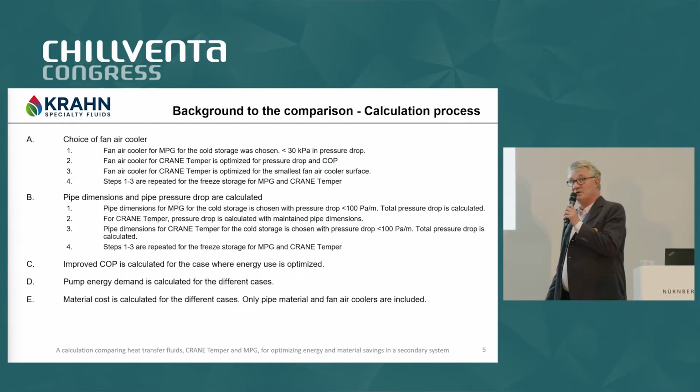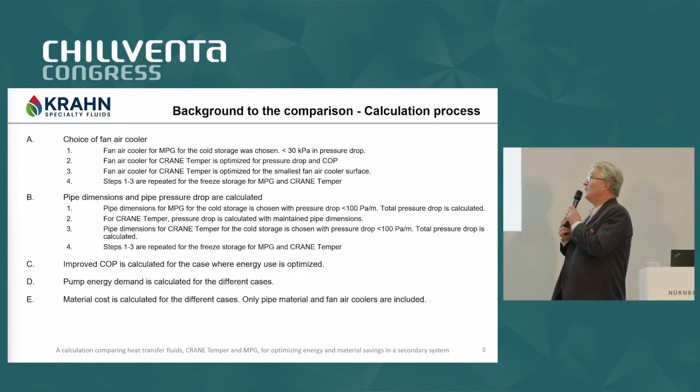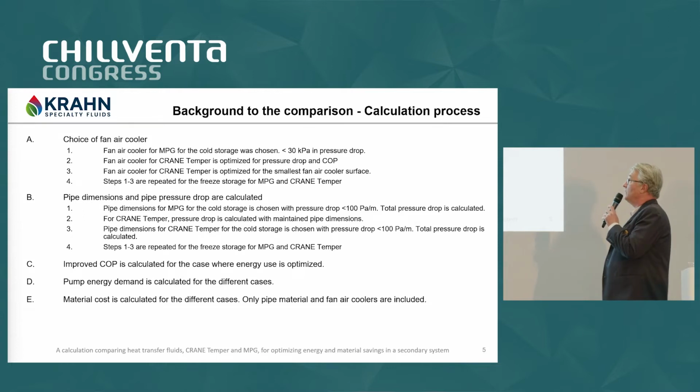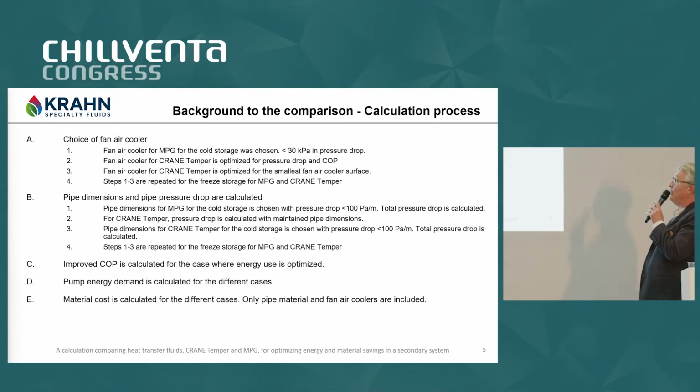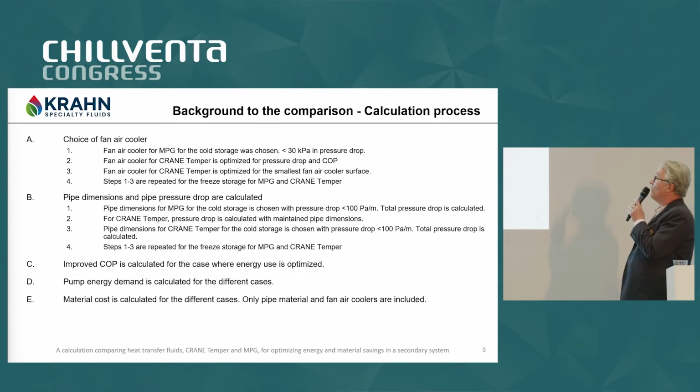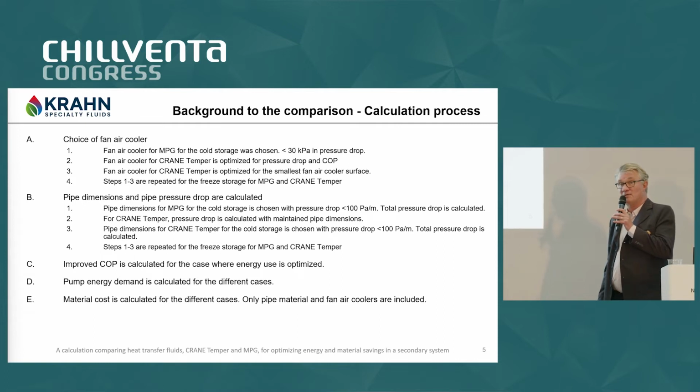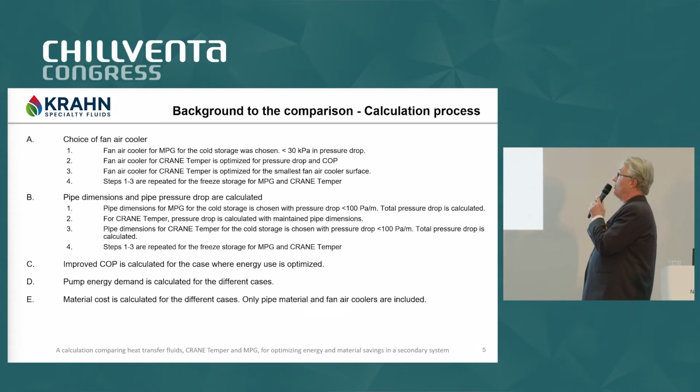The calculation is made in different steps because we want to optimize in different properties. First, we can optimize to have a small air fan cooler, or we can also optimize for small pipes. But the most efficient is, of course, to optimize in energy consumption. Still, we're making three different calculations and comparisons.